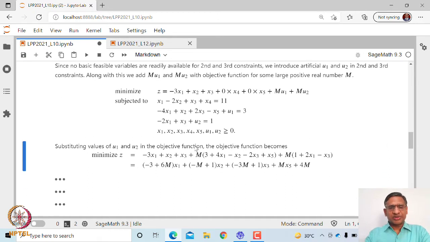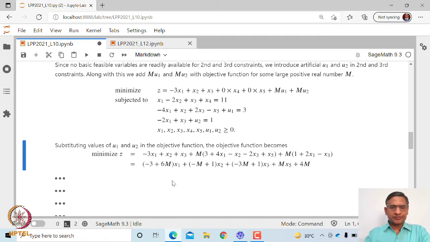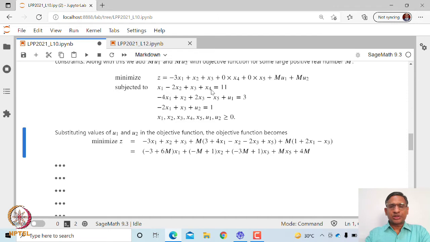Next, in phase 2 of the simplex method, we will get rid of u1 and u2 from the second and third constraints. We will substitute the values of u1 and u2 from the second and third constraints into the objective function, and update the objective function. It turns out that the coefficient of x1 is minus 3 minus 6M, the coefficient of x2 is minus M plus 1, the coefficient of x3 is minus 3M plus 1, the coefficient of x5 is M, and there is a constant term 4M.